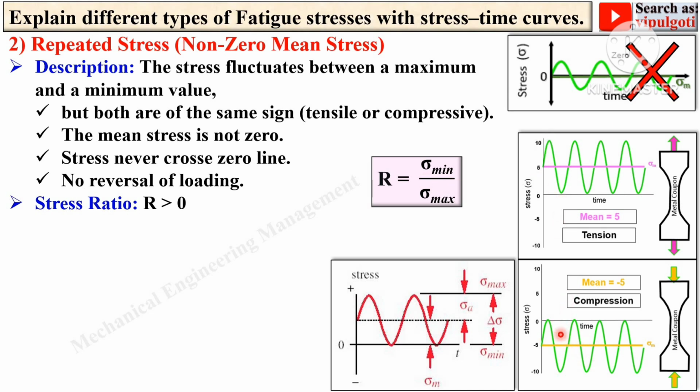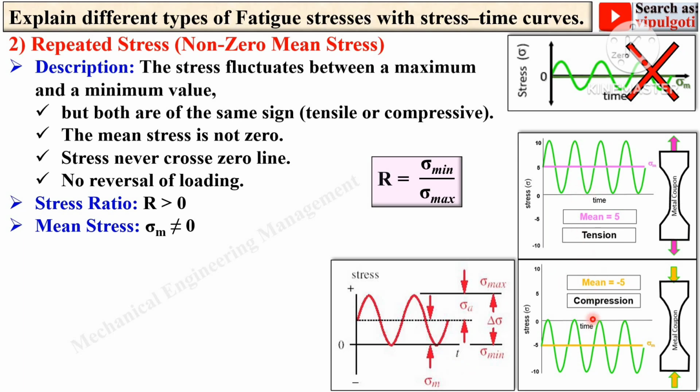If you consider this case, then both will be negative values. So again the stress ratio will be a positive value, and so R will always be greater than zero in case of repeated stress. Mean stress is never equal to zero.